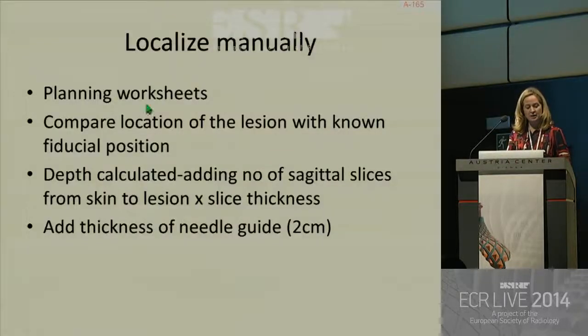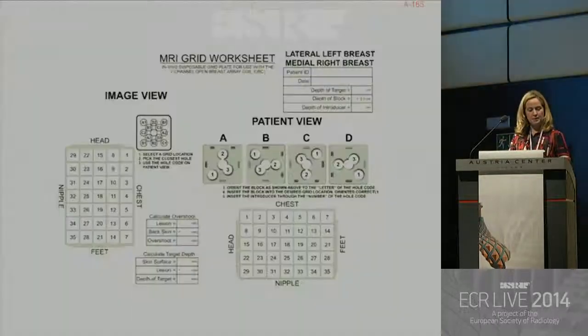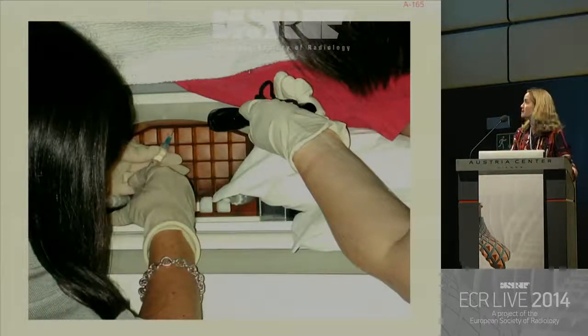We then need to work out our Z-axis or our depth. And the depth is calculated by adding the number of sagittal slices from the skin to the lesion and multiplying it by the slice thickness. We also have to add the thickness of the needle guide, which is 2 centimetres. And once we have our coordinates, we can then proceed with our biopsy.